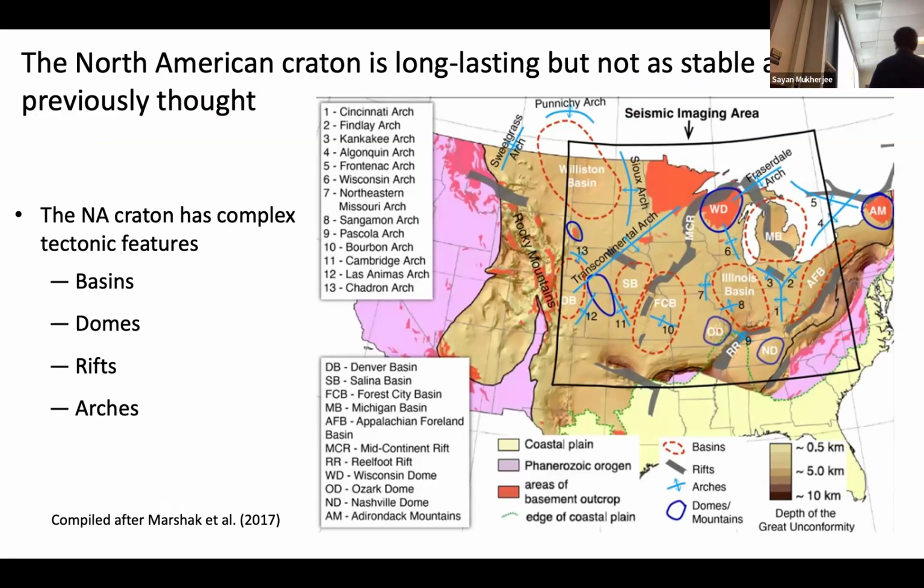We can see multiple basins, such as the Michigan Basin, the Illinois Basin, and the Forest City Basin. There are also several domes, such as the Ozark Dome and the Nashville Dome. And there's the Midcontinent Rift, and several arches marked by those blue lines. Since tectonic features are manifestations of the tectonic events that a certain area has experienced, it looks like the North American craton has a complex tectonic history.